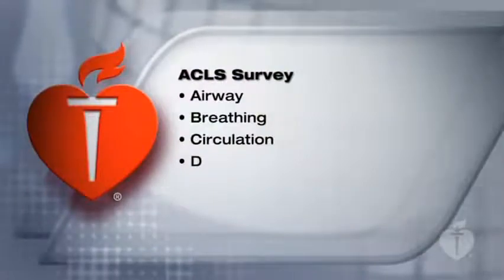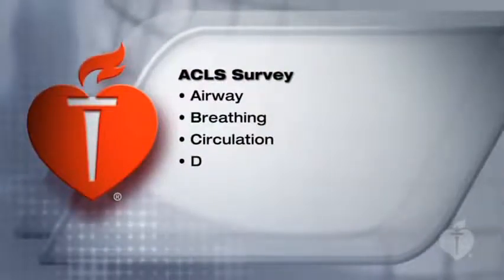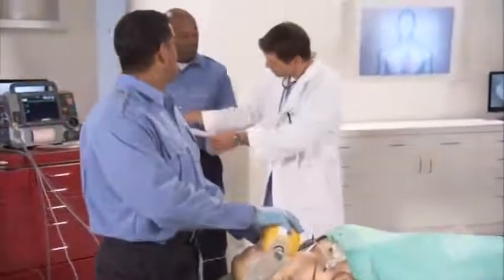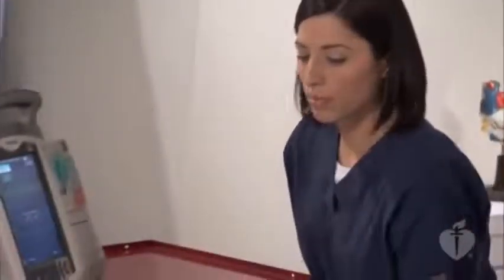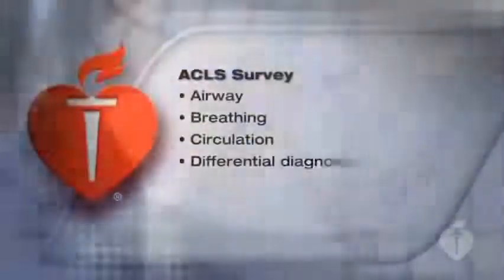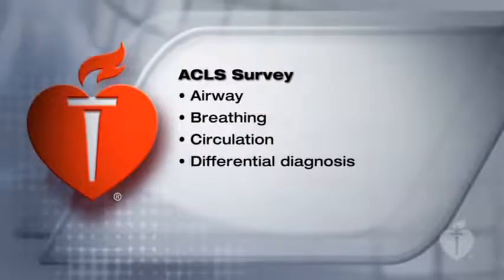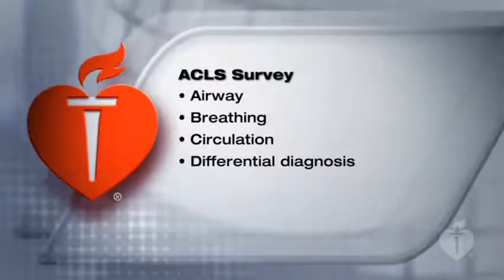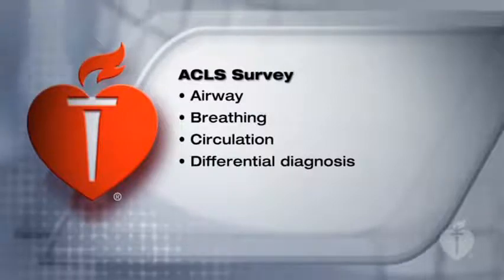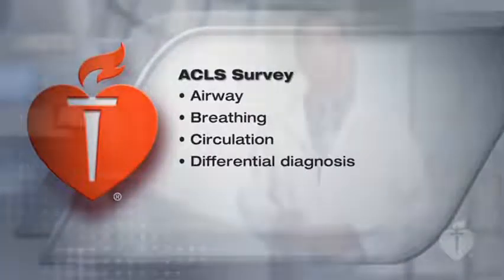C involves supporting the patient's circulatory status. Attach ECG leads, obtain intravenous or IV access, or intraosseous or IO access, and give appropriate drugs to manage rhythms. Finally, D stands for differential diagnosis. Search for and treat reversible causes or symptoms by reviewing the H's and T's. Although these steps are listed in progressive order, the resuscitation team often performs them simultaneously.